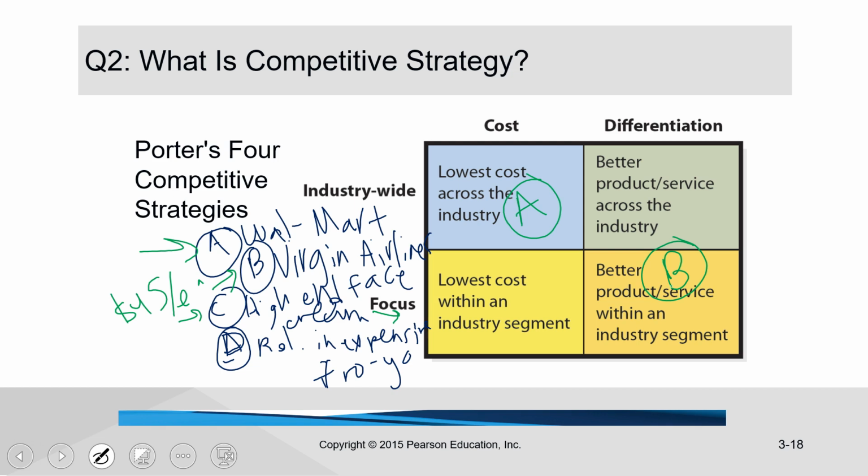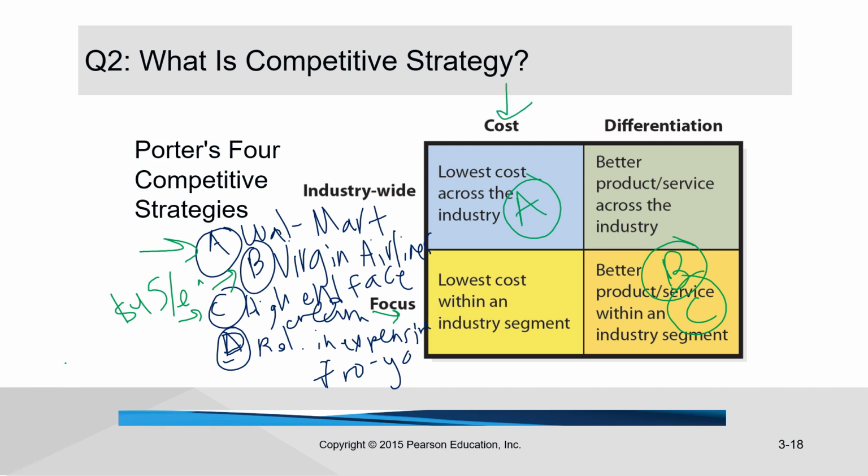What about C, a high-end face cream? It has anti-aging properties and is targeted at women above the age of 40, and it costs $45 a bottle. So industry-wide or focus? Probably focus, because we know there's a specific demographic being marketed to. And how about cost versus differentiation? Well, $45 is, and we said it's a high-end face cream. That's a differentiated product for a little bottle of face cream. So we can put it there, C as well.